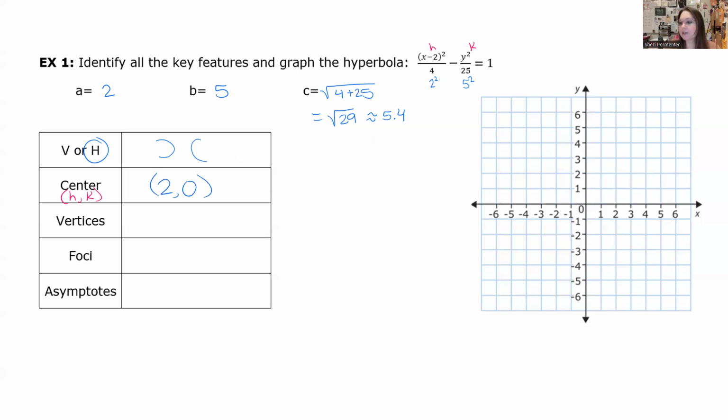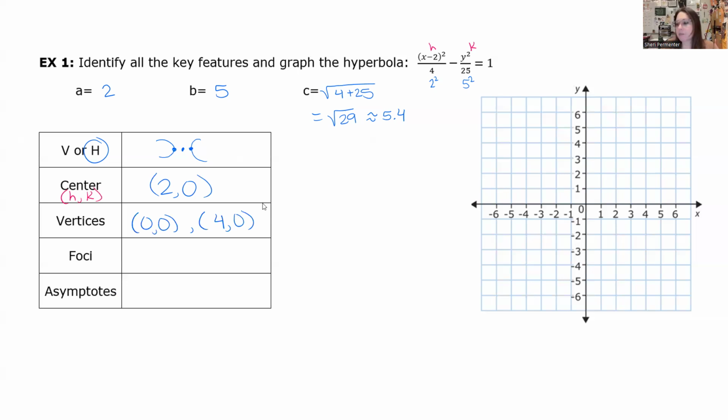My vertices, I could figure out my vertices. I know that from my center, wherever my center is, I would be adding and subtracting in the X direction. So it's the X value that's going to change. And so the A is in the X direction. So I would add and subtract 2 to X. So if I subtract 2, then I get (0, 0). And if I add 2, I get (4, 0). I think it's easier to graph it, but you could do it like that.